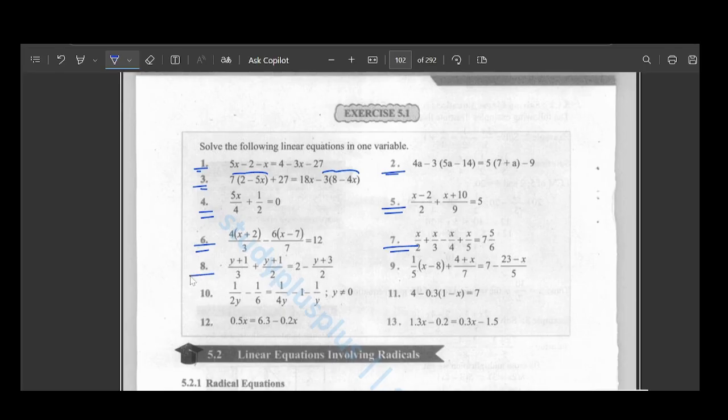Now let's move on to question number 8. We have y plus 1 divided by 3 added with y plus 1 over 2. This is equal to 2 minus y plus 3 over 2. So this question is pretty easy. Here we have 3, here we have 2. These both denominators, they are different. They aren't divisible by each other.